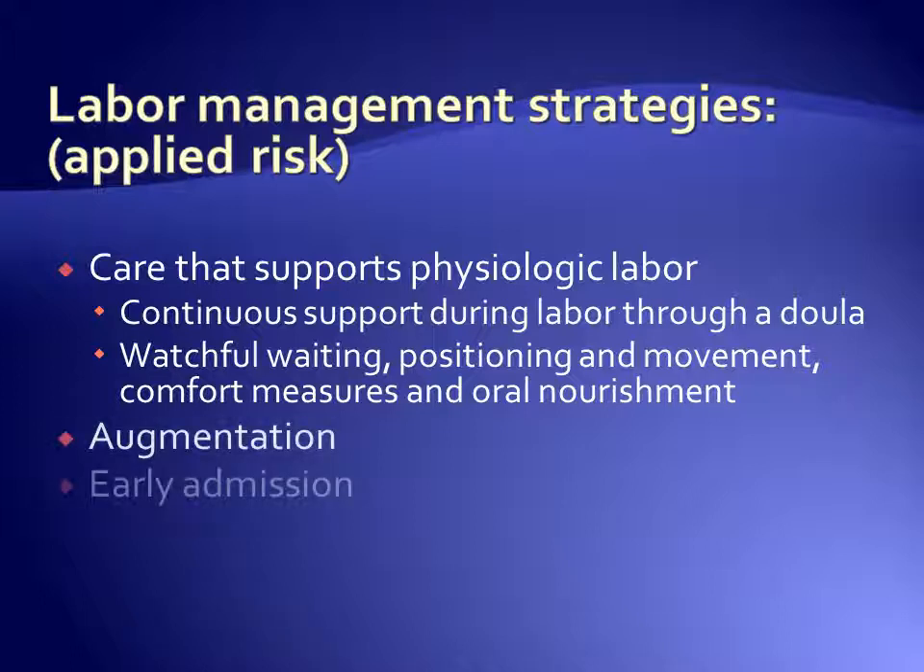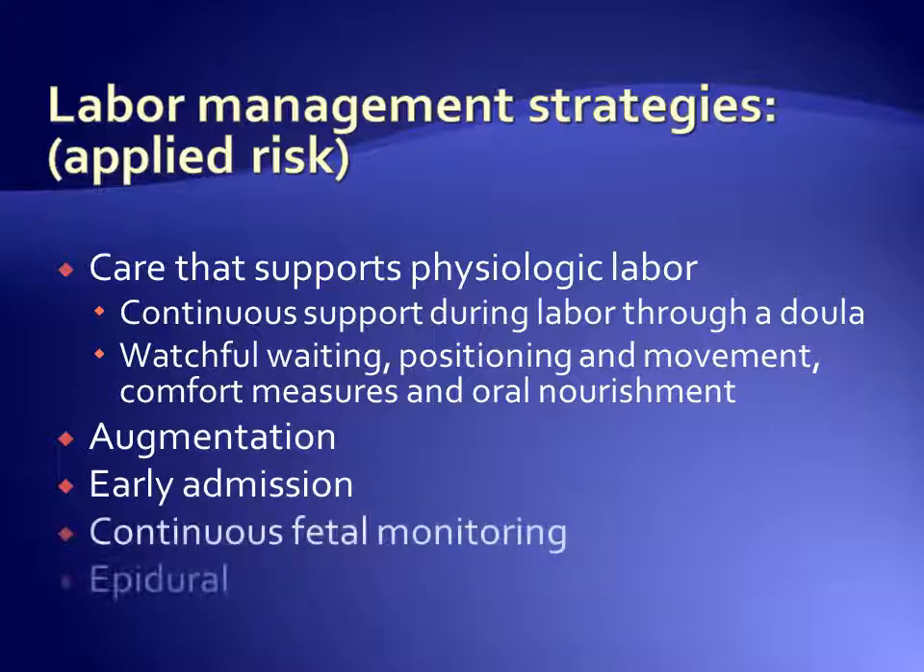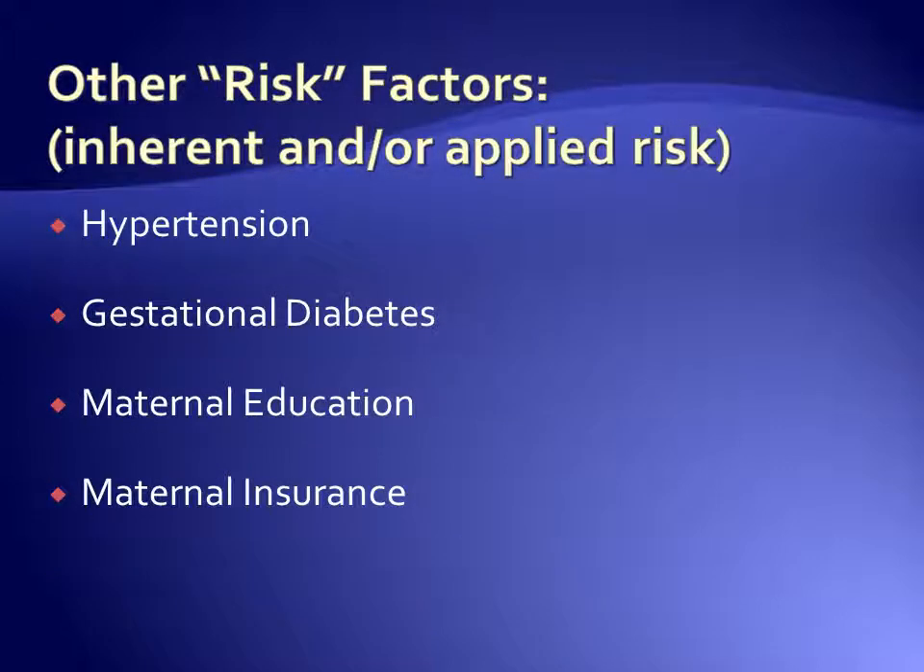Other labor management strategies include augmentation, early admission, continuous fetal monitoring, the use of epidural anesthesia, and adherence to the Friedman curve. This brings us to other risk factors for cesarean birth. I believe that these factors don't actually affect the ability of the baby to pass through the birth canal, but rather patients with these factors have increased inherent risk or applied risk as follows.